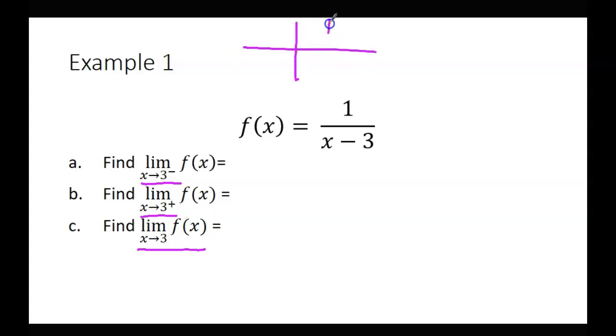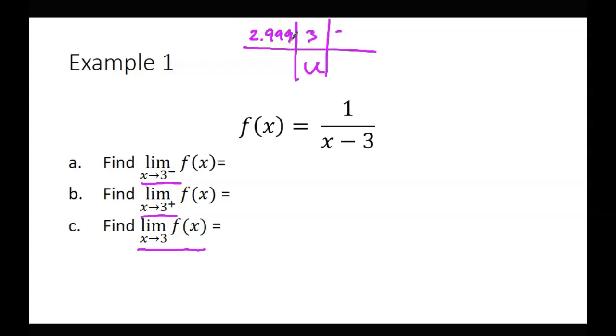I'm trying to approach 3. Now we already know that it's undefined at 3, right? Now what we're going to do is plug in a number really close to 3. So what number is really close to 3 on the left over here? 2.999. That's over here. I'll take that. 2.999, you take a thousandth off.